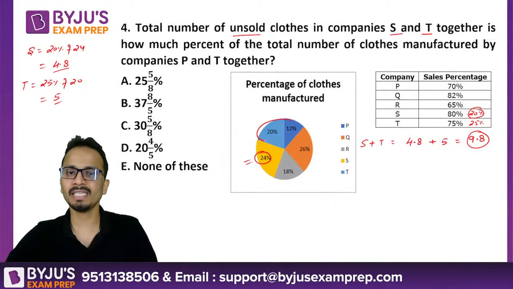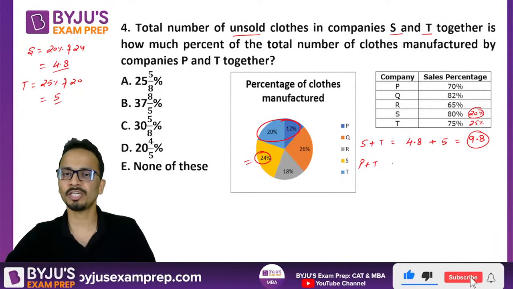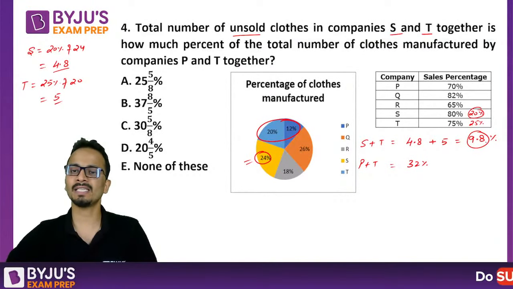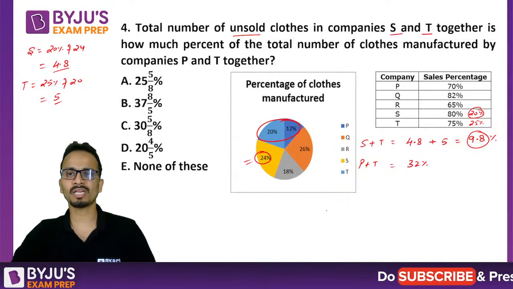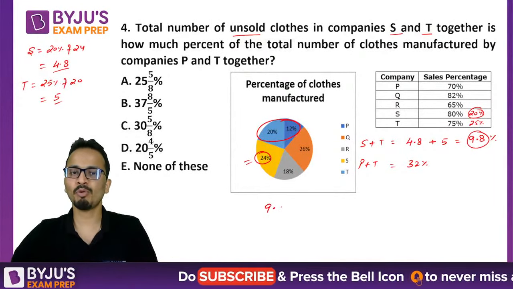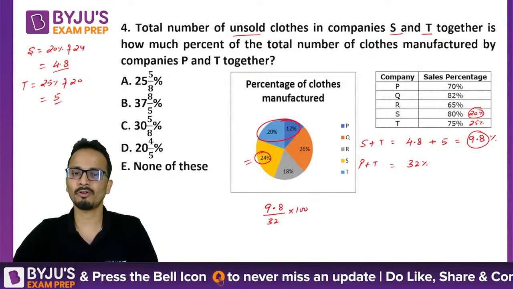Manufactured by P and T, that means this part. So P plus T का manufactured कितना होगा, 20 plus 12, that is 32%. So 9.8% and 32%. अब इसमें find out करना है, the first value is what percentage of the second value. So it will be 9.8 divided by 32 multiplied by 100.